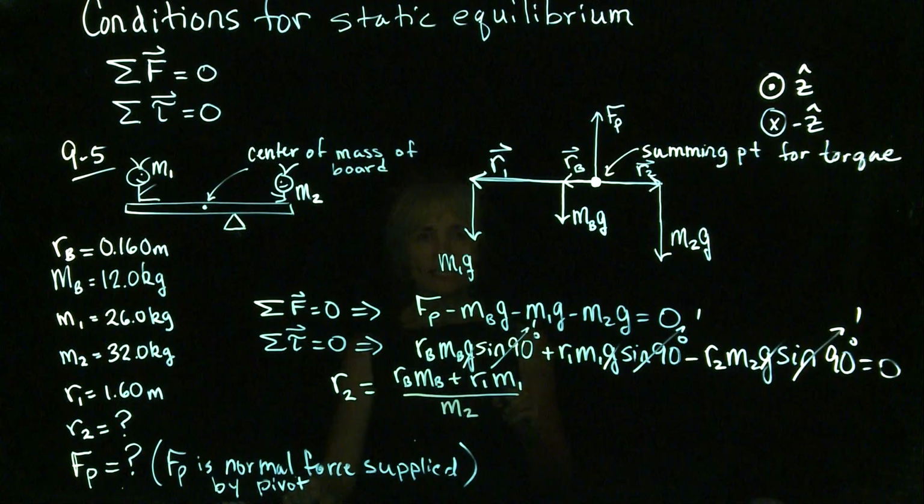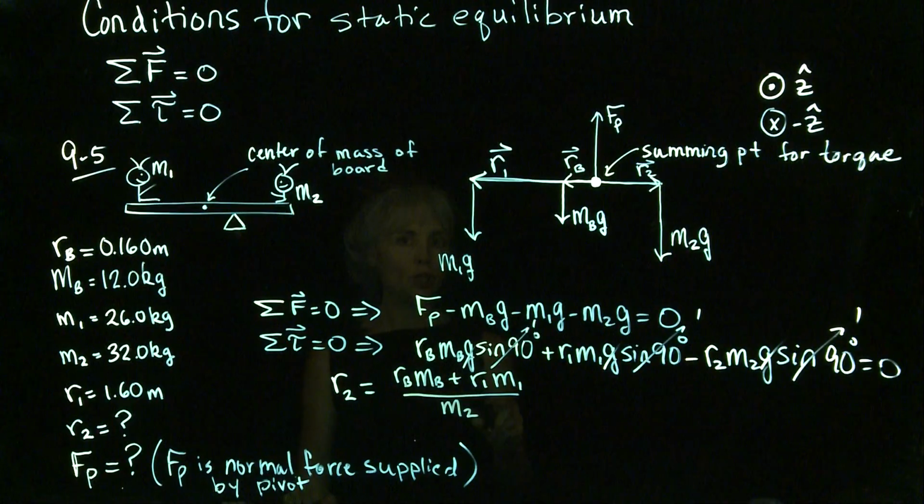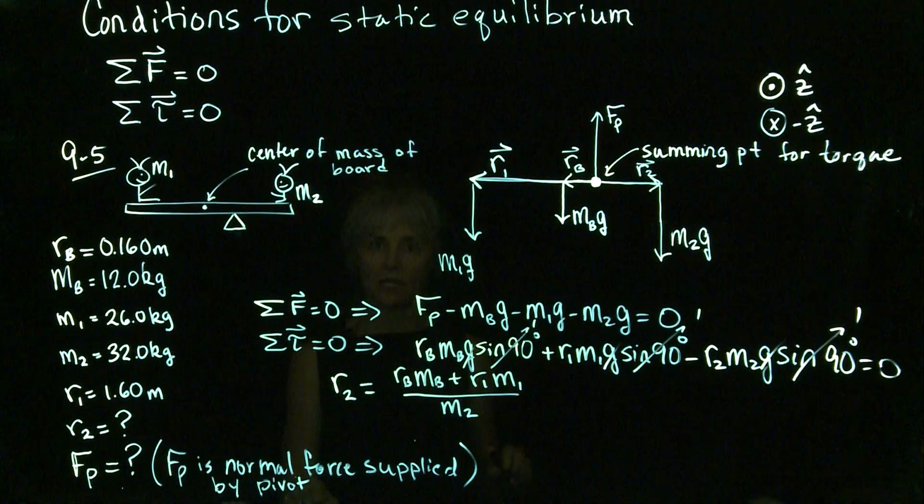I skipped some steps here. If you feel like you didn't understand how to isolate R2, please make sure you go through the steps that I skipped and make sure you have a good solid understanding of them.